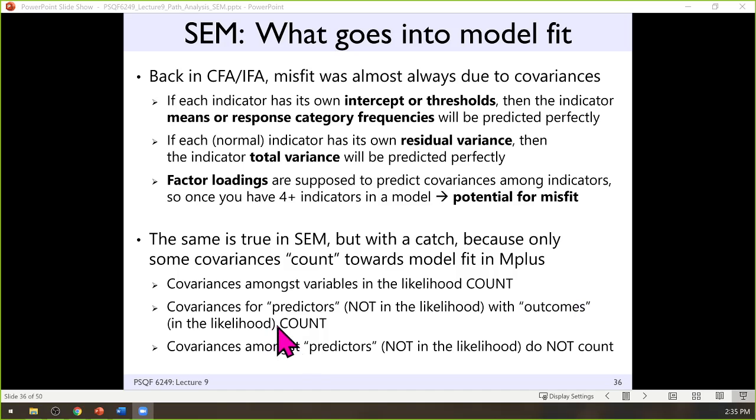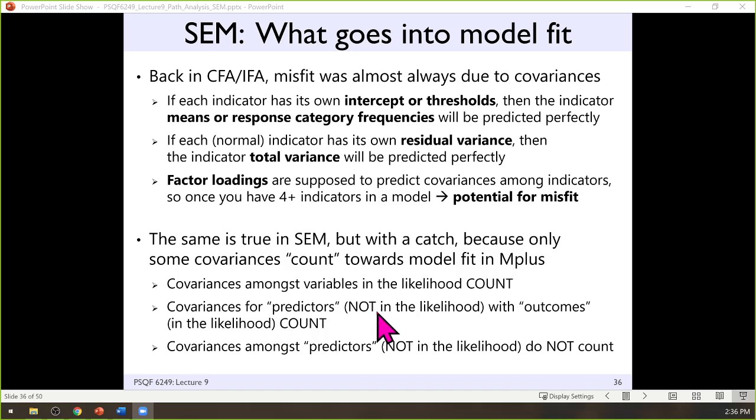If you have predictors that are not in the likelihood, covariances of them with the outcomes that are in the likelihood also count against you in terms of fit. So if you have 4 covariates and you have them predict only some of the outcomes, any of those paths that should have been there count against you in terms of fit. If you miss a relationship between a predictor and an outcome, then that will cause problems. Covariances of predictors that are not in the likelihood do not count for fit. So the covariances among your covariates, for instance, are not part of the model because they're not in the likelihood and they don't count against you for fit. From what I understand, not all packages implement them the same way, but these are the rules in M+.